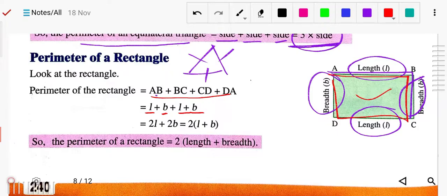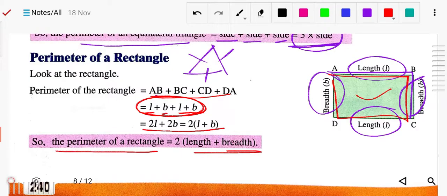So you don't have to add all the sides again and again, there is a formula. By l plus b plus l plus b, a little arrangement is done, so that you can write it like this: 2 into l plus b. The perimeter of a rectangle is 2 into l plus b, because 2l is there and 2b is there. 2l plus 2b, because 1l is here and 1l is here, and 1b and 1b, so that's why 2l and 2b.